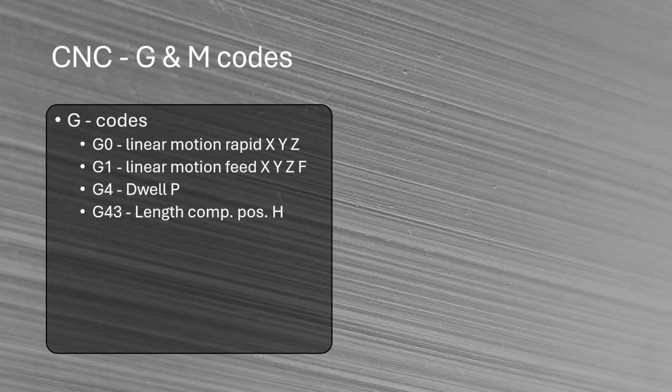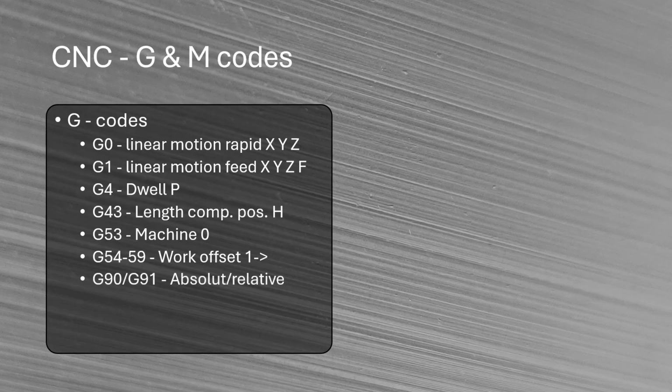G43 is length compensation positive. G53 is machine 0. G54 to G59 is work offset. G90 and G91 is absolute or relative.